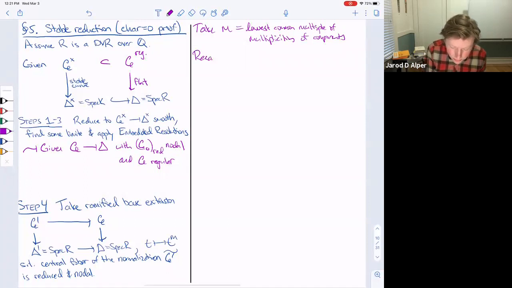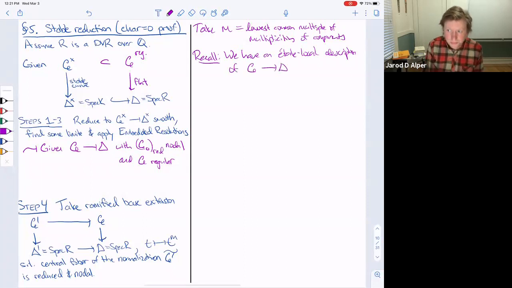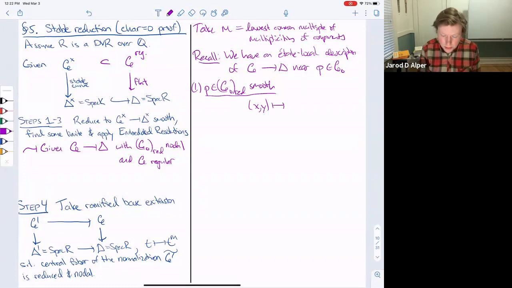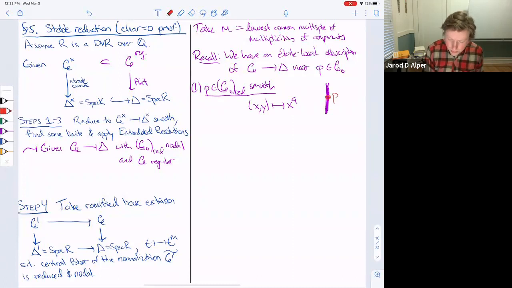And recall that we have an étale local description of this map near any point in the central fiber. It depends on 2 cases. If P in the central fiber, in the reduced central fiber, is smooth, then this map looks like x to the y goes to x to the a. So in this case, the central fiber looks smooth, but it's thickened. Your point is here, and you have multiplicity a.